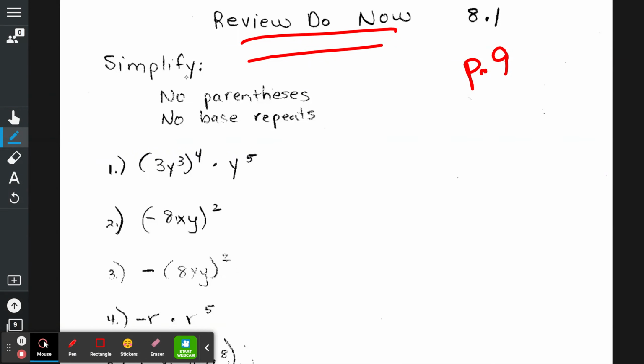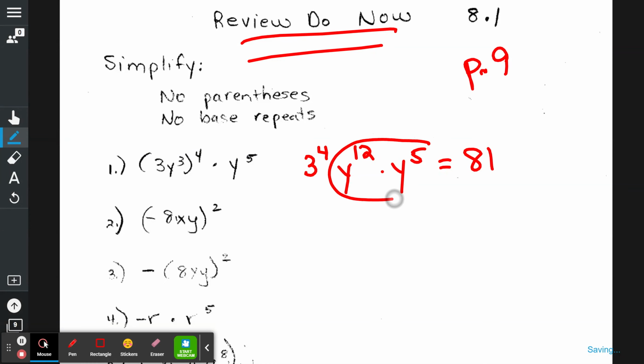So, the directions are to simplify. Simplify means there's no parentheses and there's no base that repeats. So let's look at number 1. Number 1, we would make 3 to the 4th y to the 12th times y to the 5th. 3 to the 4th is 81, and here you have the same base, so we add the exponents, and it's y to the 17th.